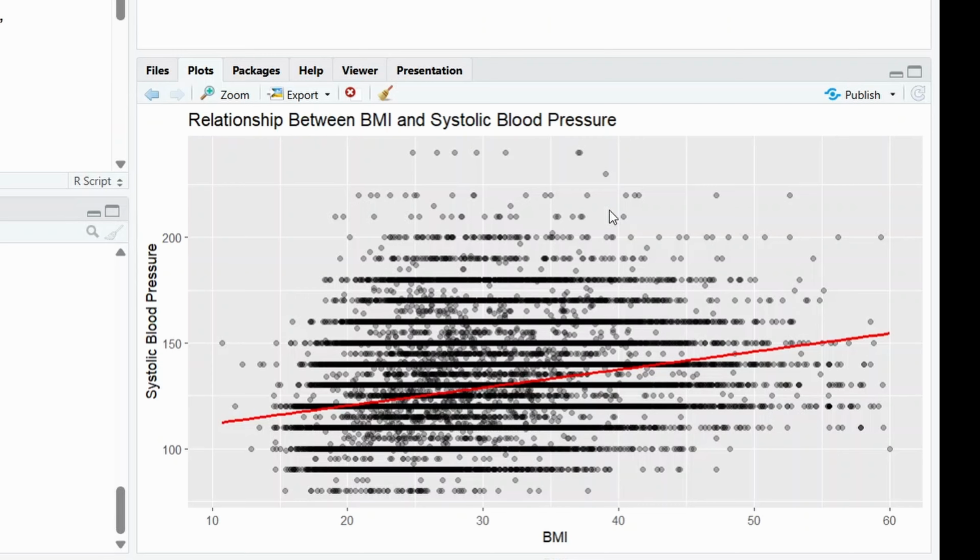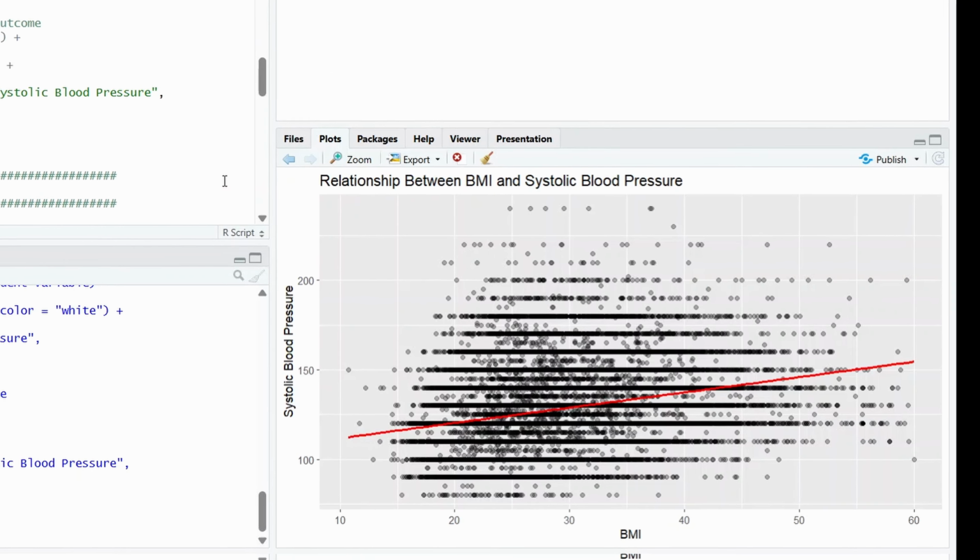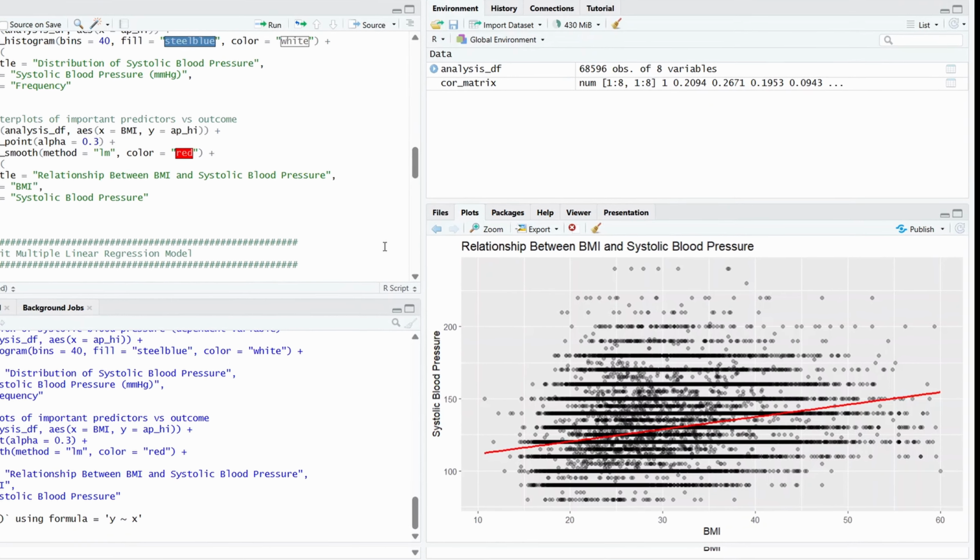However, the points are quite spread out around the regression line, indicating that while BMI is associated with blood pressure, other factors such as age, lifestyle, genetics, and medical conditions also influence blood pressure levels. This type of visualization helps us explore potential associations before fitting more complex statistical models, such as the multiple linear regression model we will use to evaluate the independent effects of several predictors simultaneously.